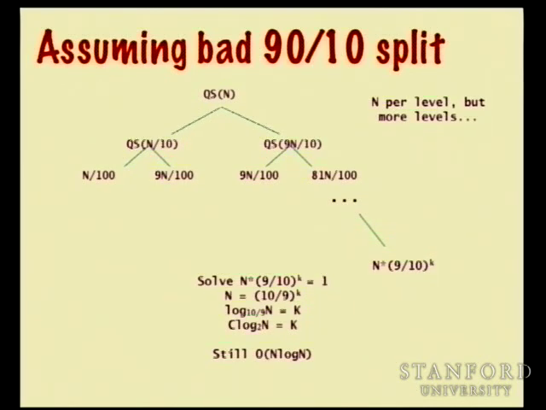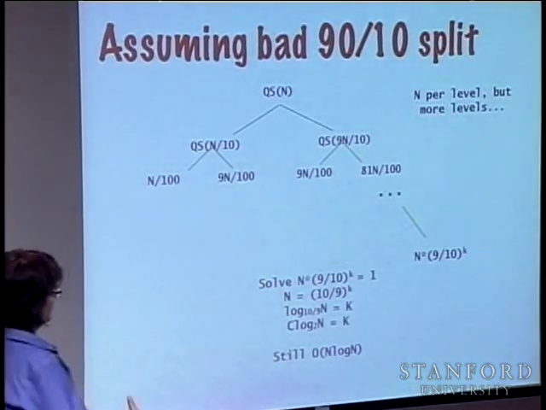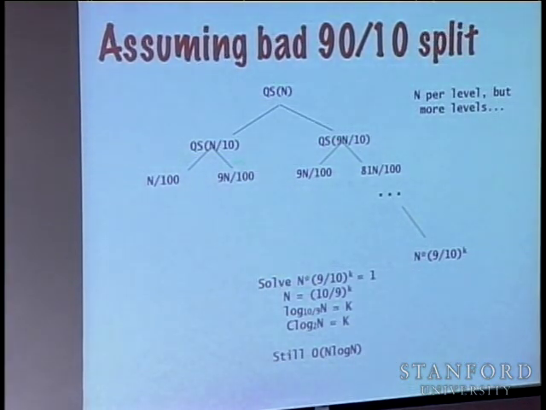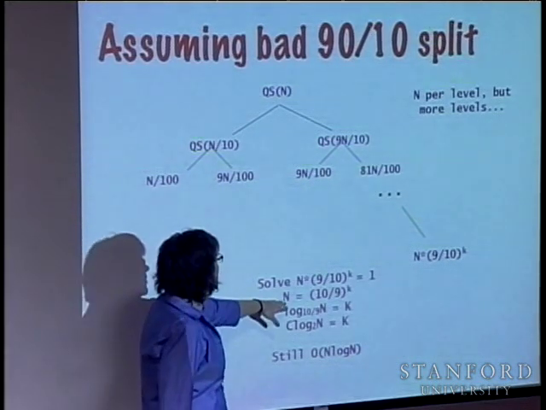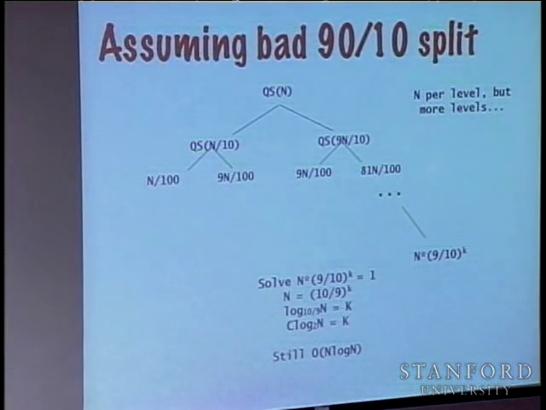It used to be the number of times you could divide n by 2, the log base 2 of n, where we landed. In this case, I have to take n and multiply it by 9/10. So instead of 1/2 to the k, it's 9/10 to the k. And how many iterations, how deep will this get before it gets to the simple case? Solving for n equals 10/9 to the k, taking the log base 10/9 of both sides, then k, the number of levels, is the log base 10/9 of n.